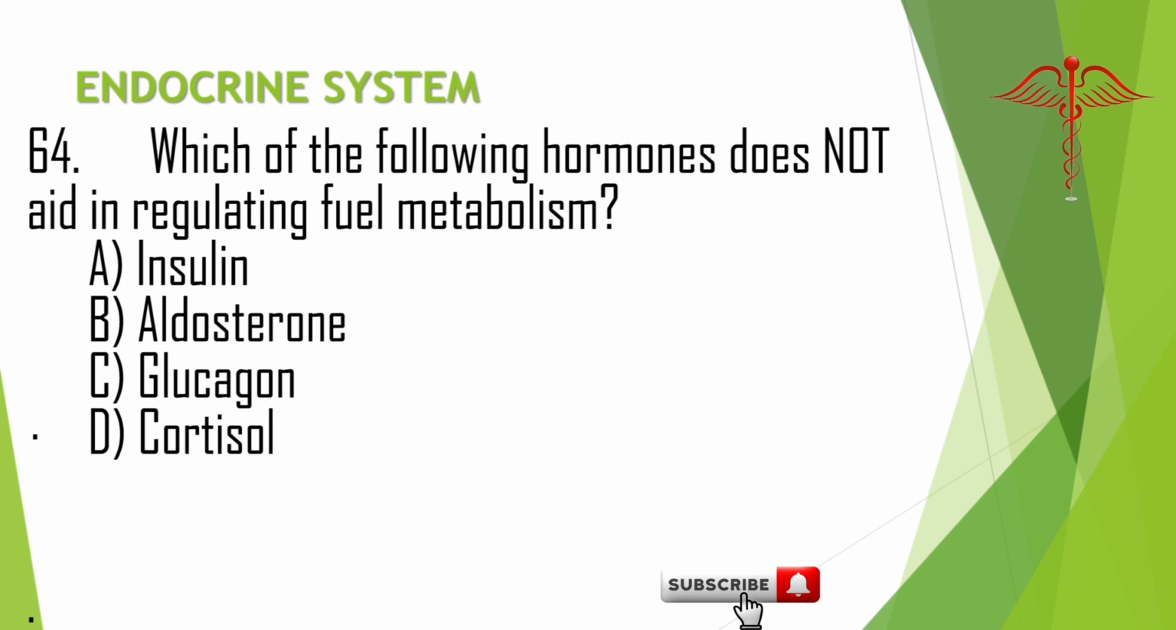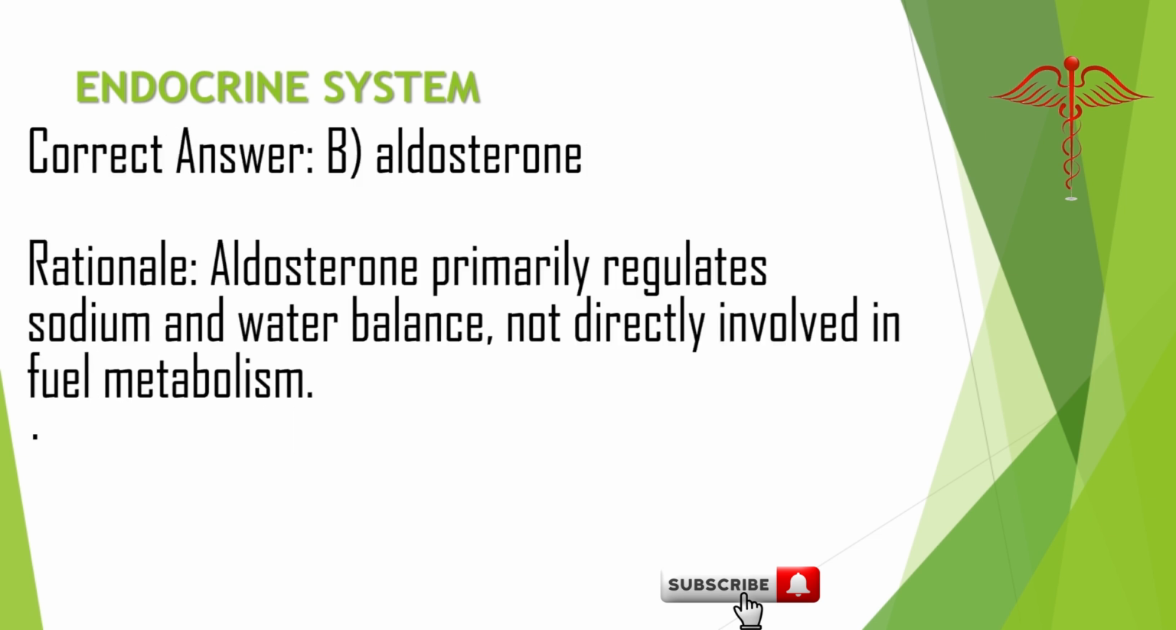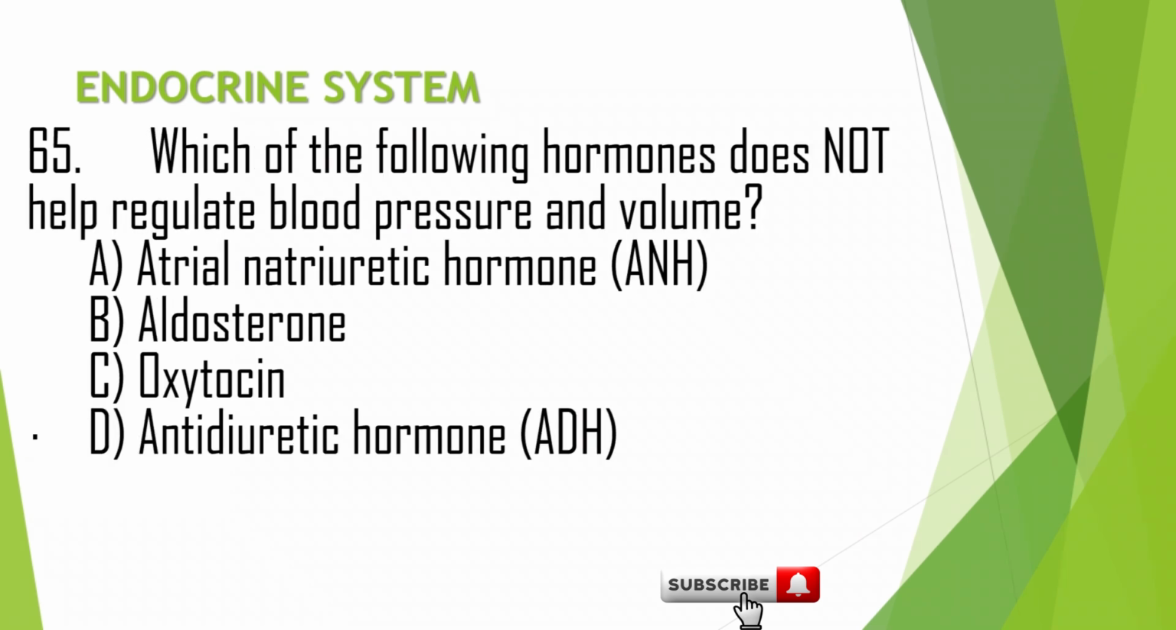64. Which of the following hormones does not aid in regulating fuel metabolism? A. Insulin. B. Aldosterone. C. Glucagon. D. Cortisol. Correct answer: B. Aldosterone. Rationale: aldosterone primarily regulates sodium and water balance, not directly involved in fuel metabolism.